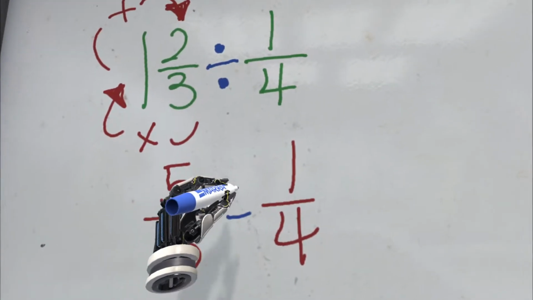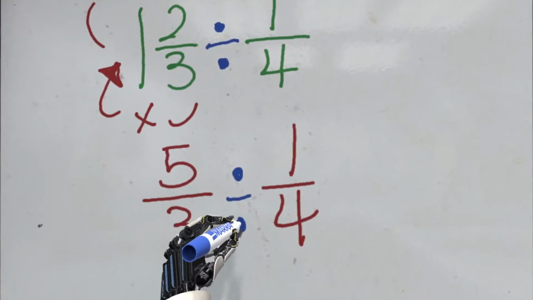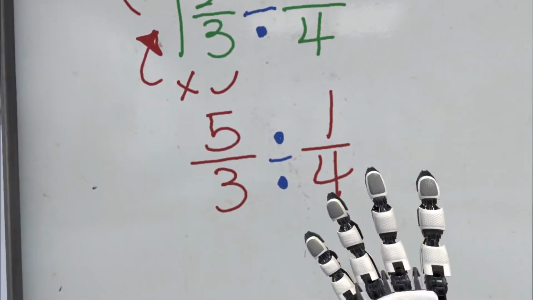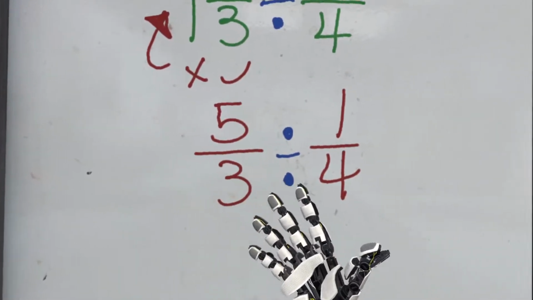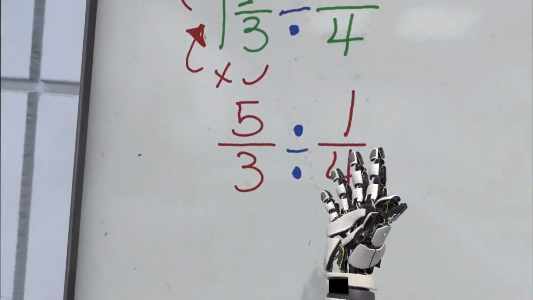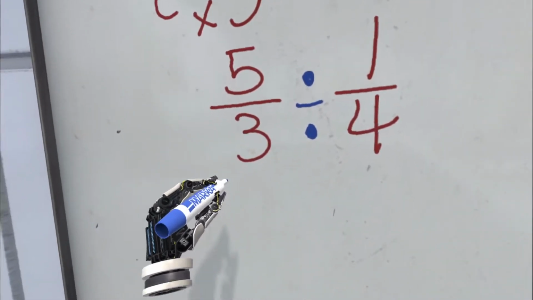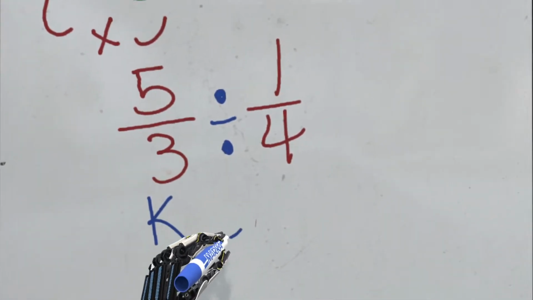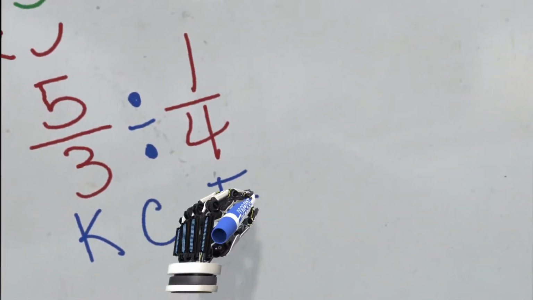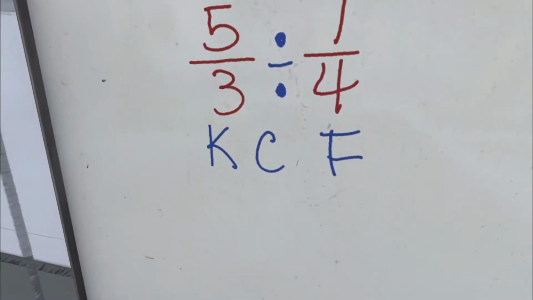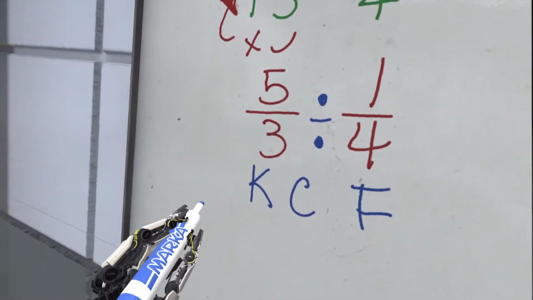So now we can begin using KCF. You're only allowed to use either improper, like 5/3, or proper, like 1/4, whenever you're multiplying or dividing. So we're good to go. Keep it, change it, flip it. You're going to keep the first fraction the way it is. It's not going to change. Leave it the way it is.